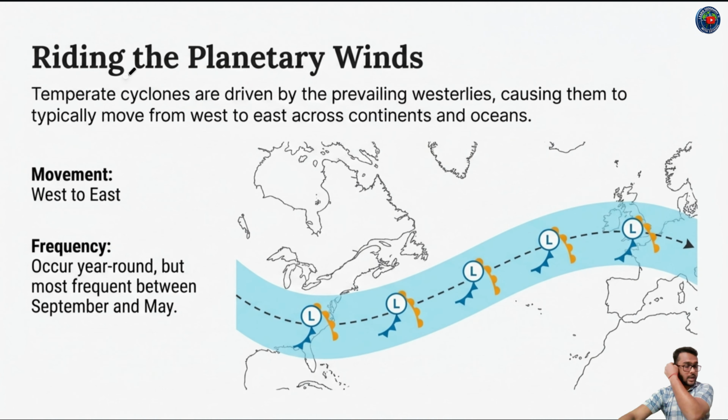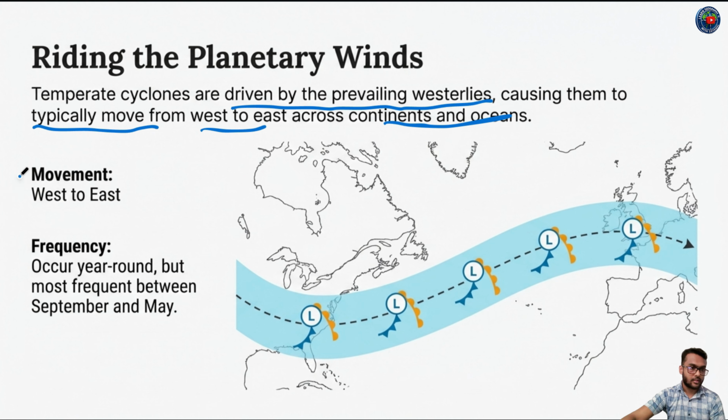Riding the planetary winds, temperate cyclones are driven by the prevailing westerlies, causing them to typically move from west to east across continents and oceans. Frequency: it occurs year-round but is most frequent between September and May.